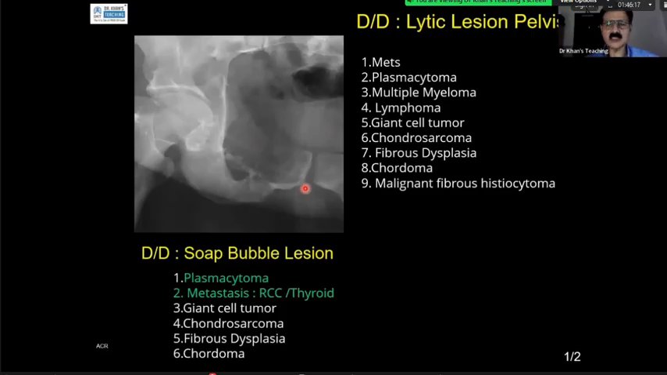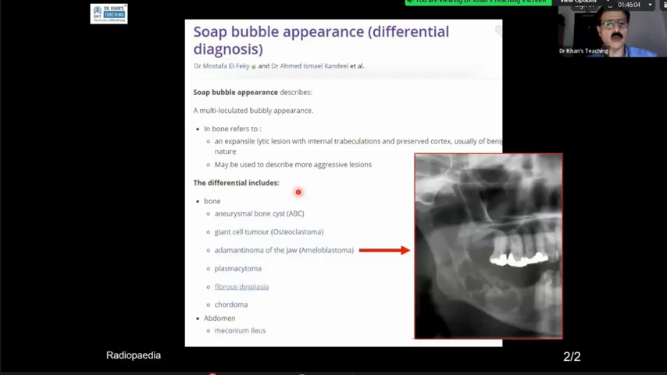In the exam, they will show you cases in which there will be 2-3 differentials. At times, they will show you cases in which you can just give one diagnosis. And this is what this exercise is about. Now, the word soap bubble, this is from Radiopaedia: soap bubble appearance, multiloculated bubbly appearance. And this is what the candidate also used. In other bones, we were talking about the pelvis here, for example, an ameloblastoma of the jaw is also soap bubble.